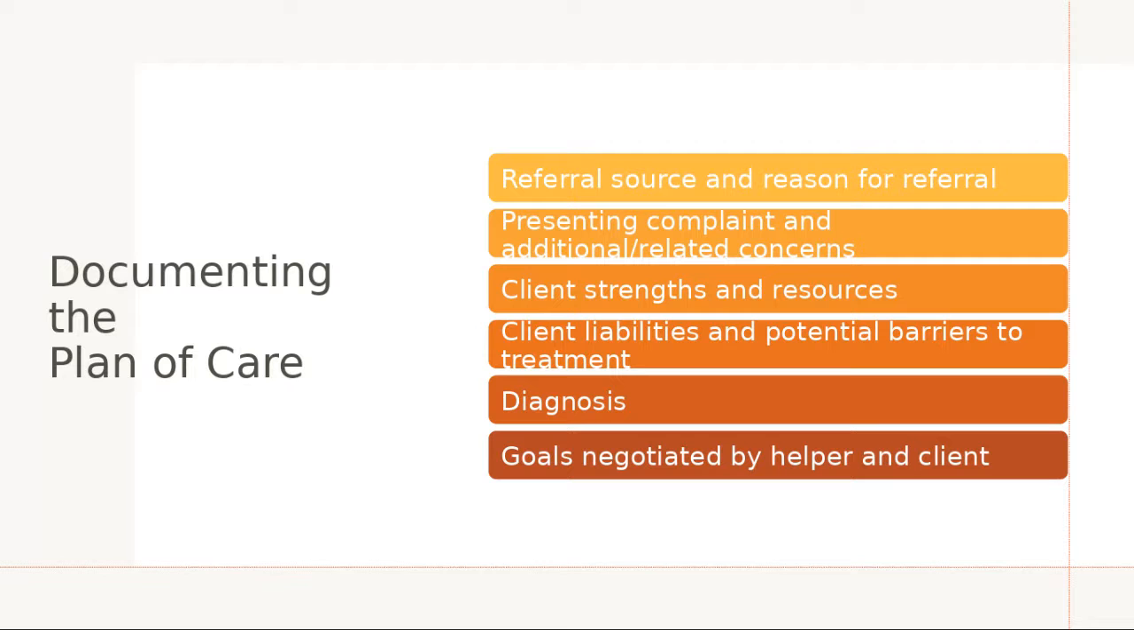You'll identify client liabilities and potential barriers to treatment, and you'll give your client a diagnosis, in this case using the DSM-5. And then you'll outline the goals negotiated by the helper and the client. And of course, you'll want these goals to adhere to the characteristics of effective treatment goals that we discussed last week.